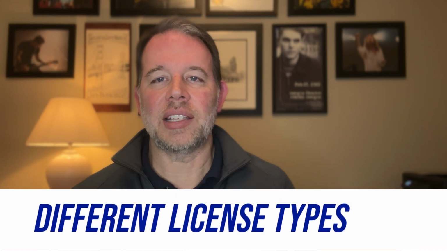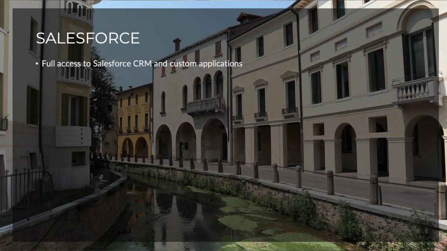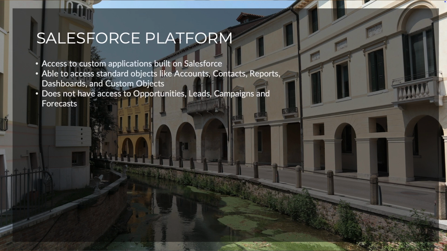Every user has to have a license, and that license gives the user access to features inside of Salesforce. Let's look at the common ones that you'll likely run across. So first, there is the standard Salesforce license that gives users access to most of the features inside of Salesforce. Next, we have Salesforce Platform. This is a limited functionality license allowing users to access things like accounts, contacts, reports, dashboards, and custom objects. But they will not be able to view standard sales objects like opportunities, leads, campaigns, and forecasts.